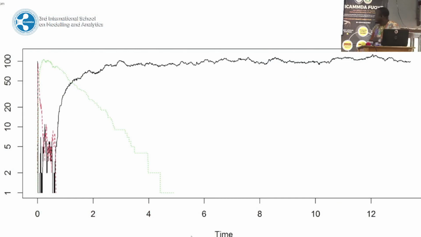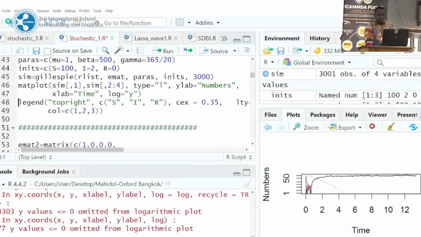See, it's changing as you increase the number of times you run the simulation. You have different features of what is going on in the system.